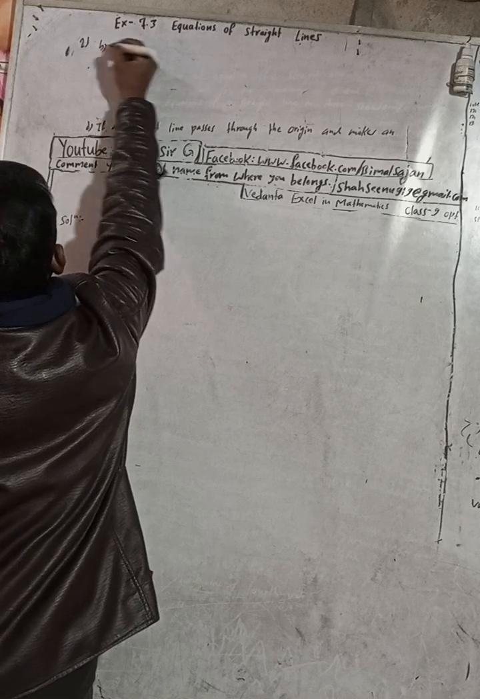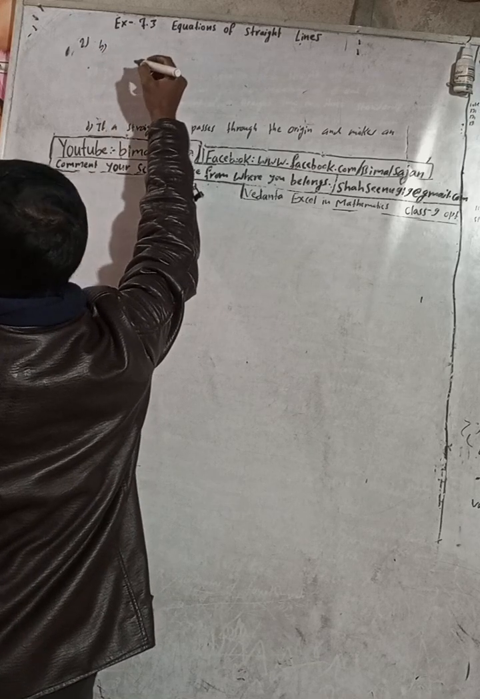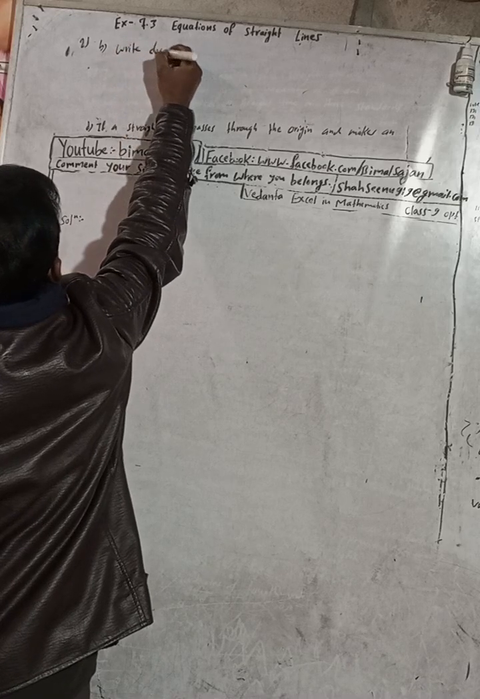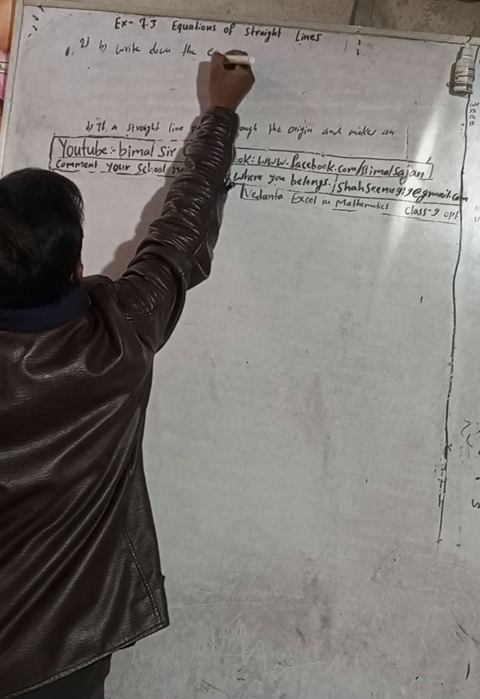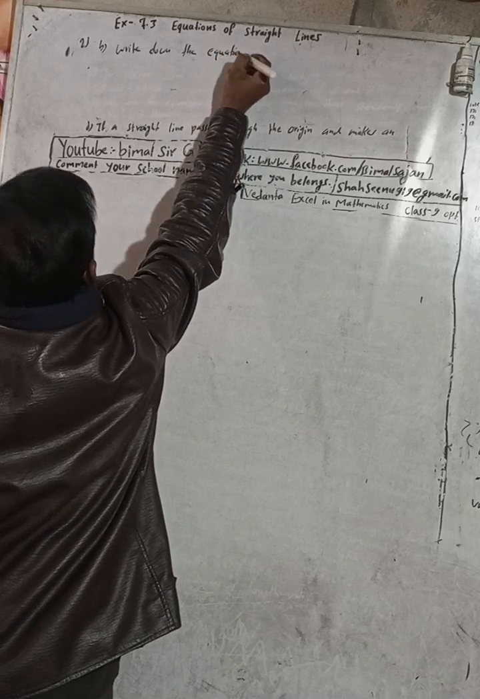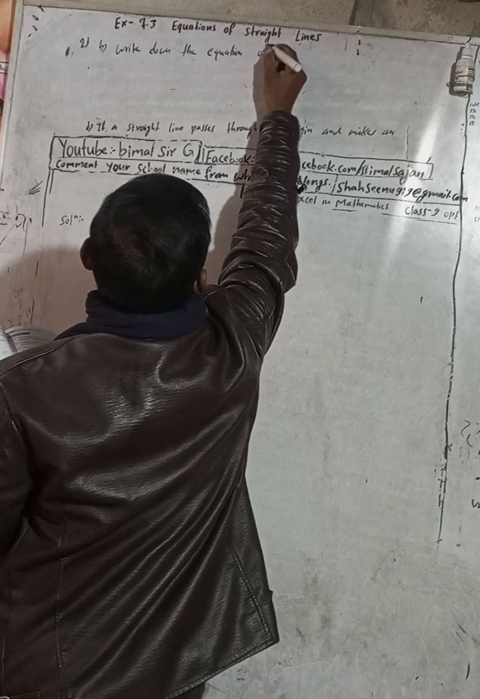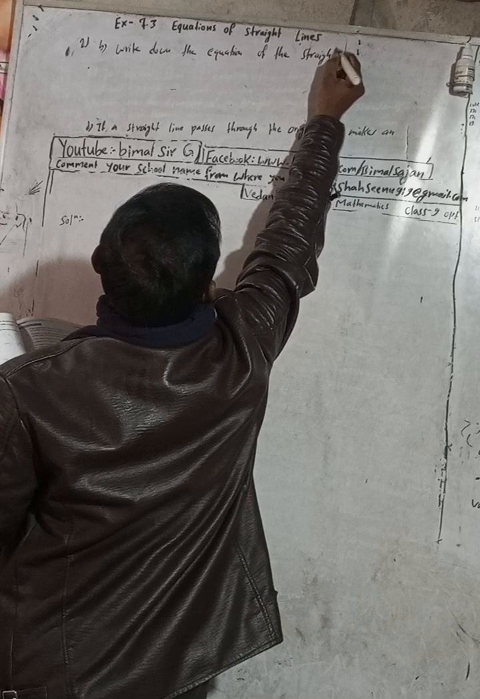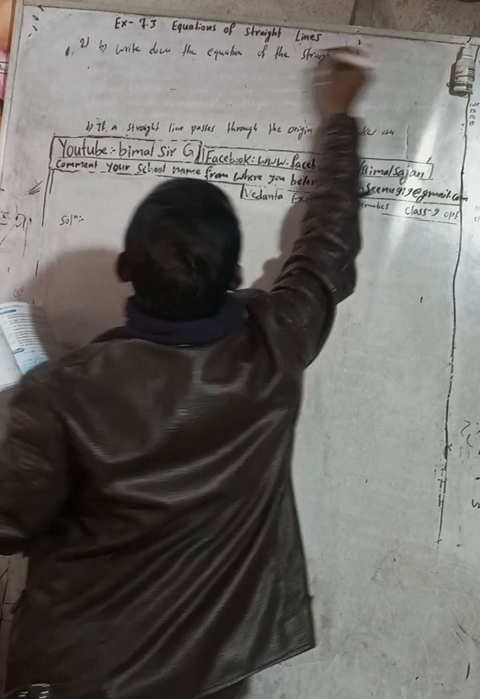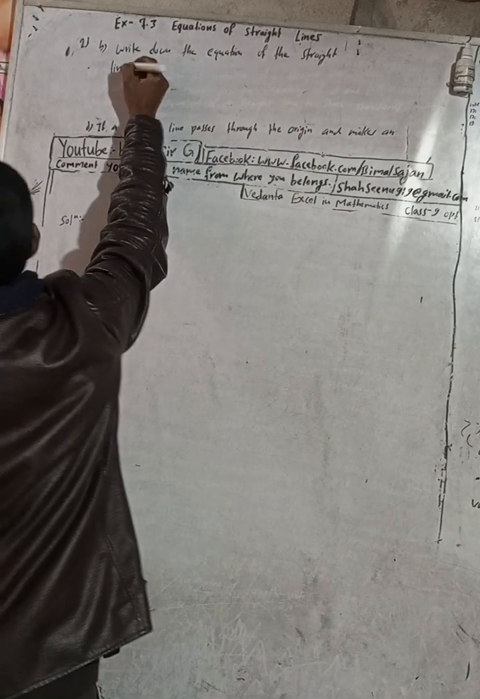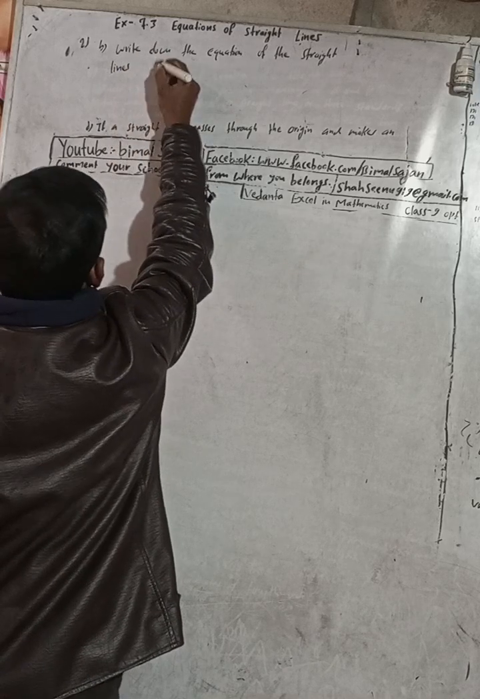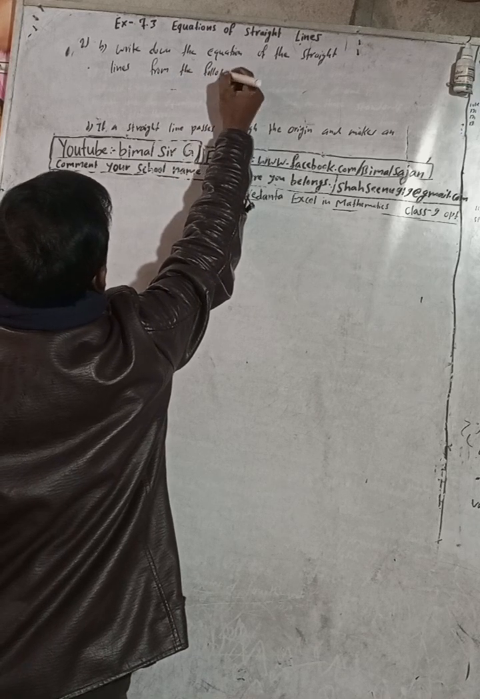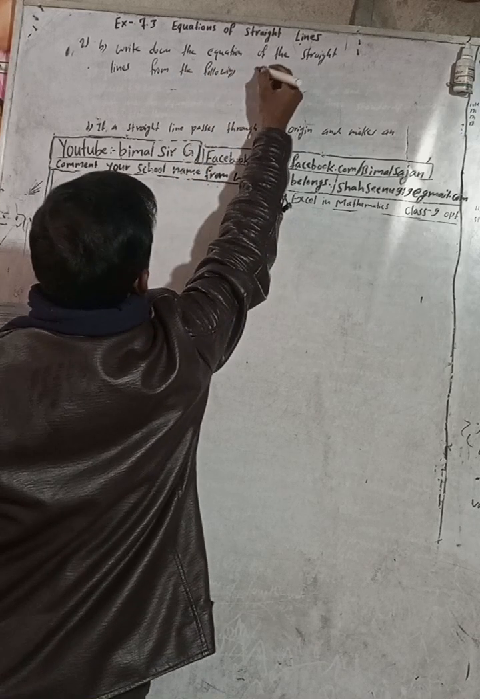Okay, 2B number, same exercise. So here the given: write down the equation of the straight lines from the following figures.